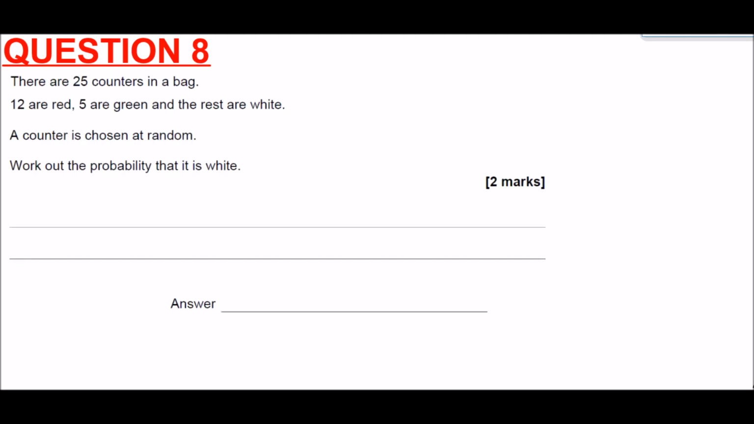Question 8, we've got some counters in a bag, classic type of question. 12 are red, 5 are green, and the rest of them are white. The counters chosen at random, work out the probability that it is white. So first of all, we're told that we've got 12 red and 5 green. So in total, 12 red and 5 green comes to 17 counters that aren't white, basically.